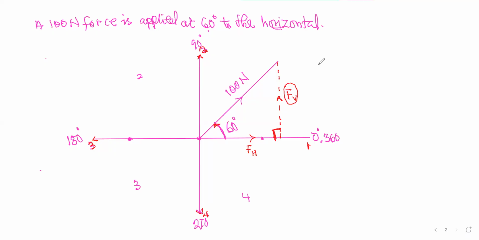Okay, let's use the basic trigonometry. So we'll use sine, the trig ratio sine. What is sine? Sine of an angle theta is equal to the opposite over the hypotenuse.